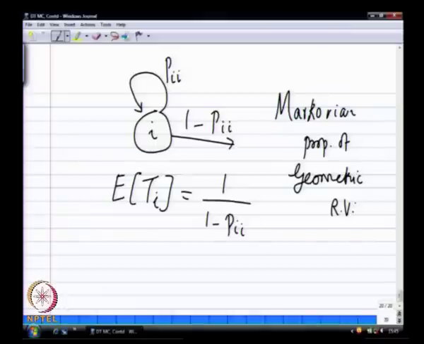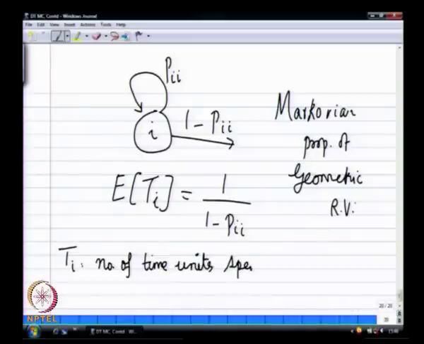So the number of time units spent is a geometric random variable. When we go to continuous time, the time spent in each state is Markovian because the time spent is exponential. So that is the parallel between the discrete and the continuous one. I have to define Ti: Ti is the number of time units spent in state i.